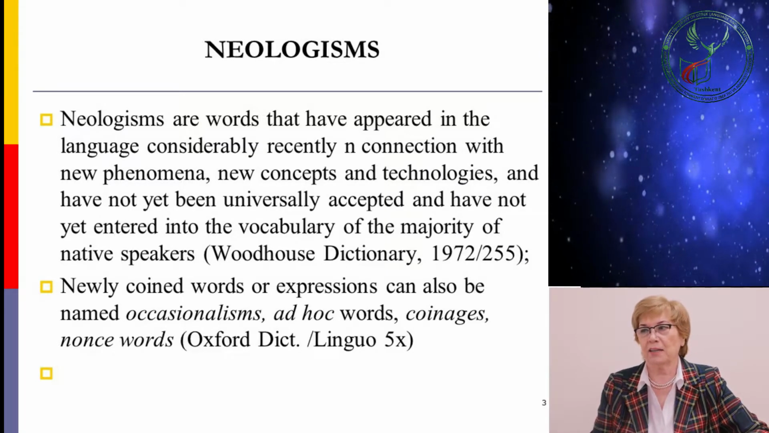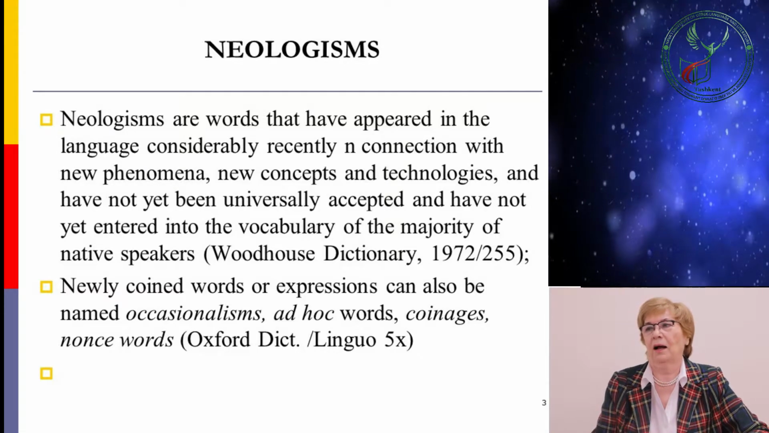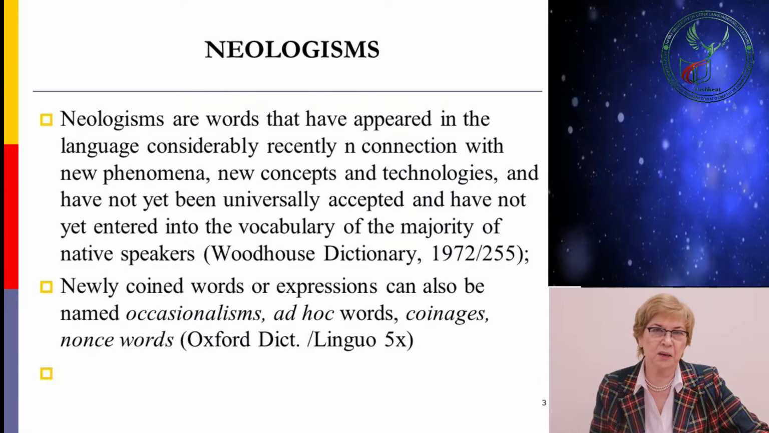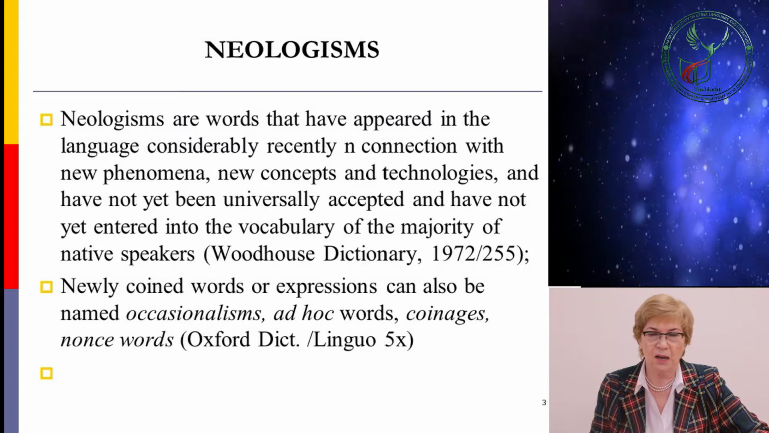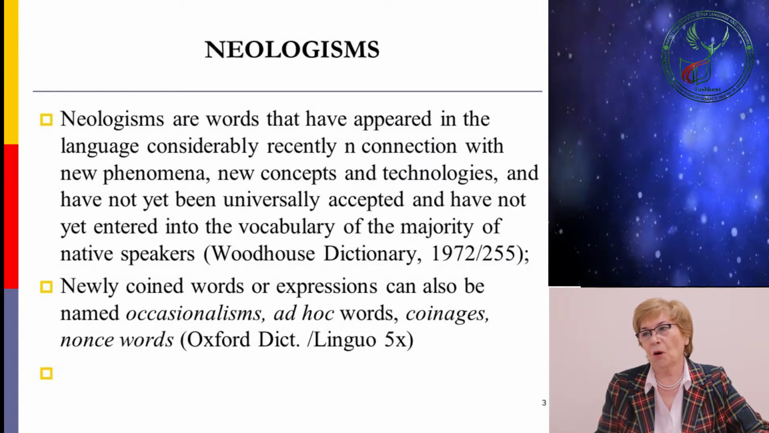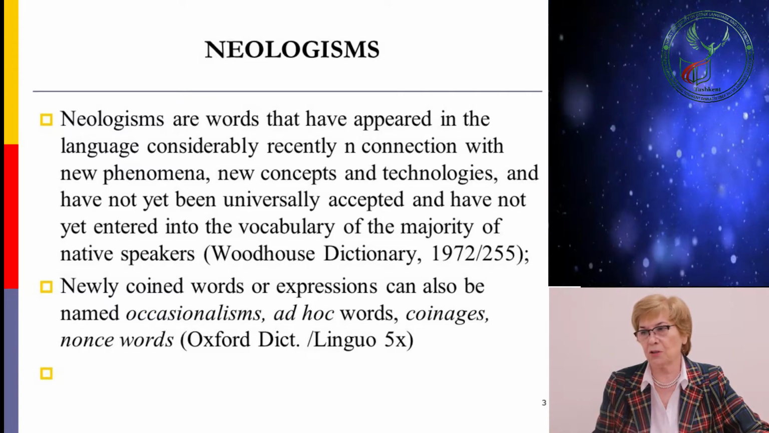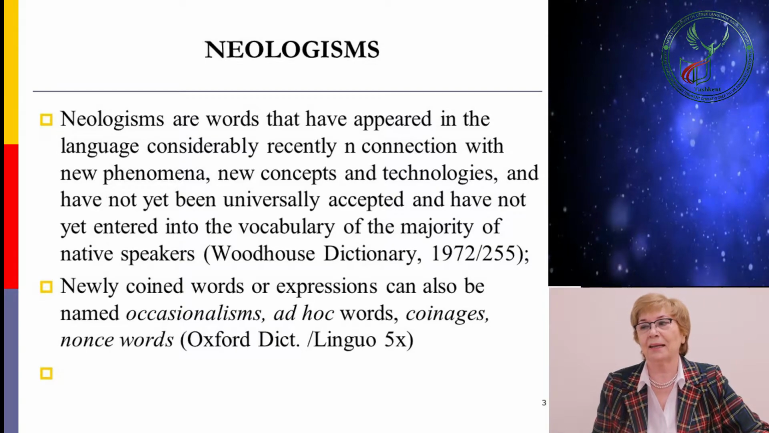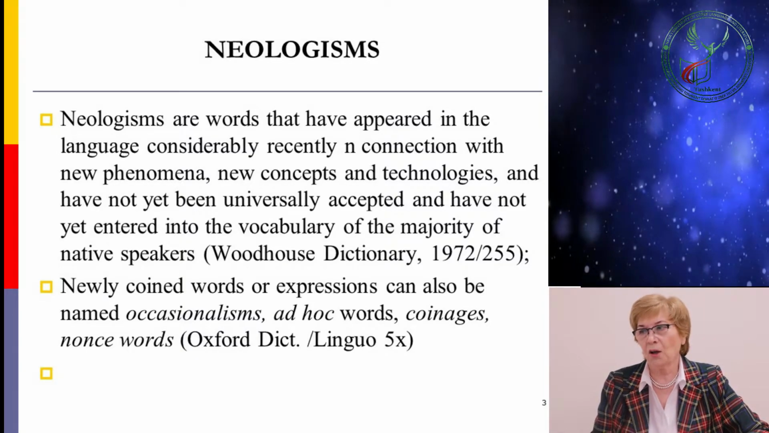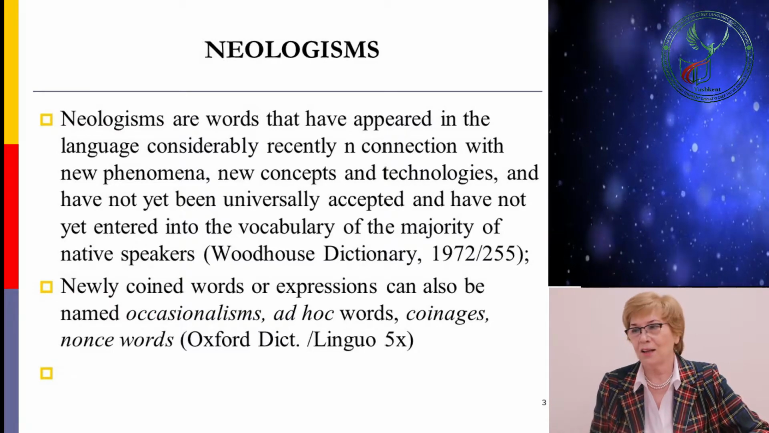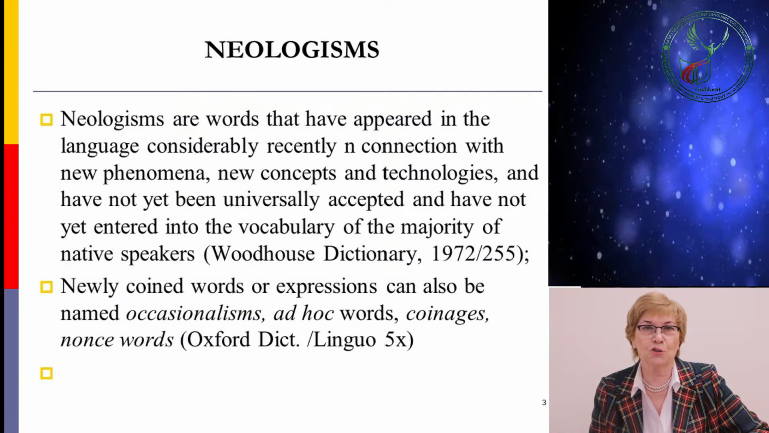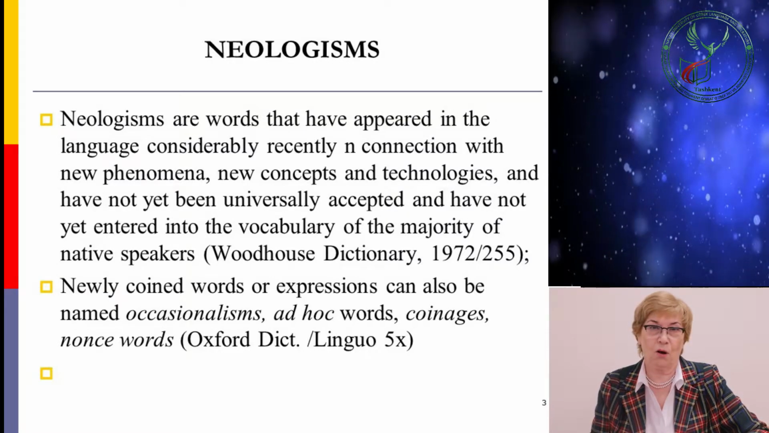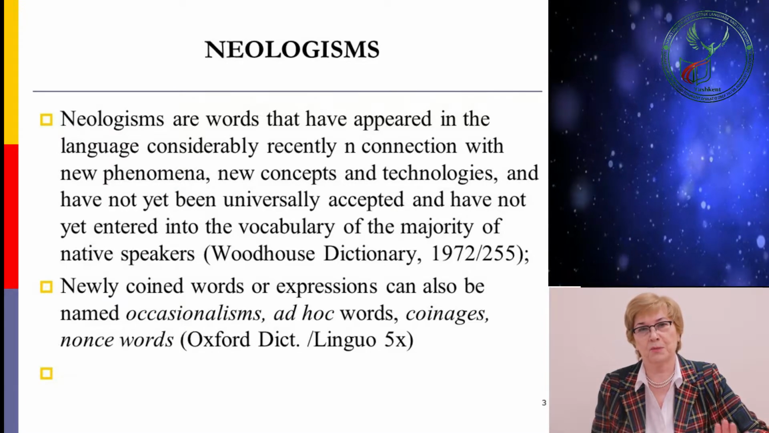and there is even a special branch in lexicology which is called neology. That is this branch which studies neologisms, how they're made, and how we should accept them, or some of them are acceptable, some are not, some die the same day when they are made. Anyway, so Oxford Dictionary gives a shorter definition. Newly coined words or expressions can also be named occasionalisms, ad hoc words, coinages, or nonce words. So these four more definitions show by their meaning that some neologisms don't live long. They're made just for some specific occasions.